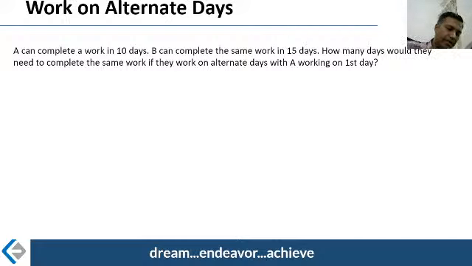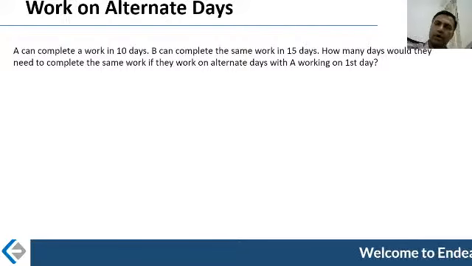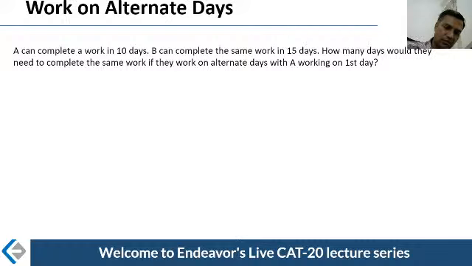A can complete a work in 10 days. B can complete the same work in 15 days. How many days would they need to complete the same work if they work on alternate days, with A working on the first day? A started the work on the first day.